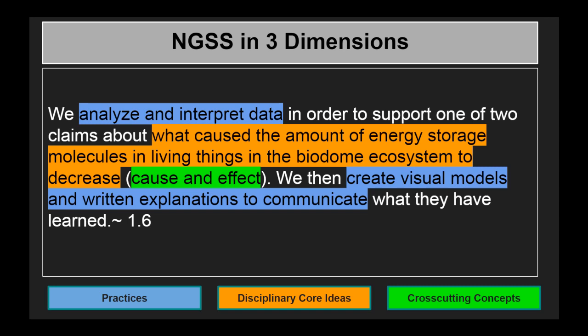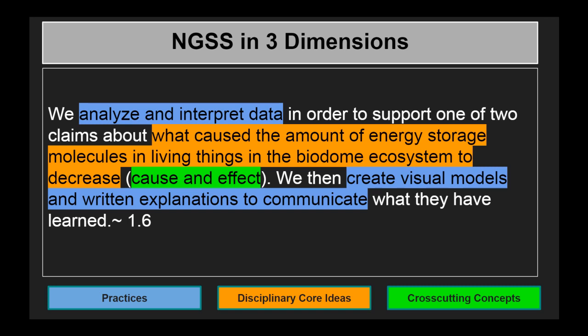In this lesson, we analyze and interpret data in the form of a graph in order to support one of the two claims about what caused the amount of energy storage molecules in living things in the biodome ecosystem to decrease. In this case, you're given a choice between carbon dioxide and sunlight, connecting cause to effect. We then create visual models.